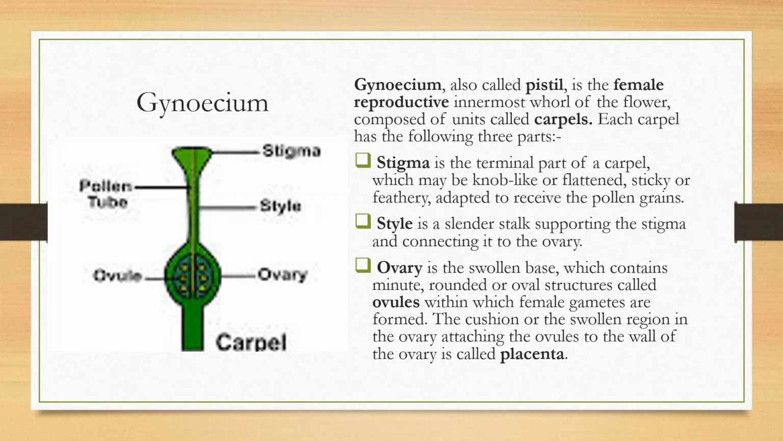That is called style. At the base of the carpel, there is an oval structure or a swollen base, which is called ovary. It contains minute, rounded or oval structures called ovules, within which female gametes are formed. The cushion or the swollen region in ovary to which the ovules are attached, or we call the wall of the ovary, that is called placenta.